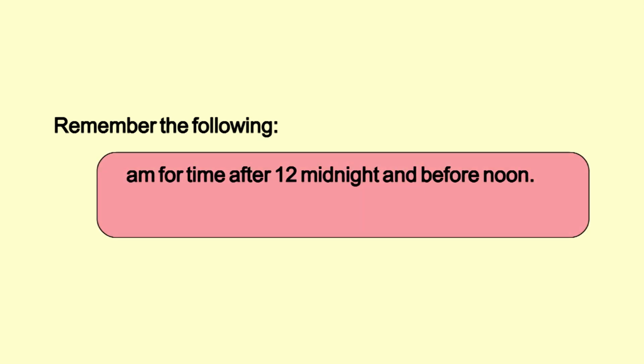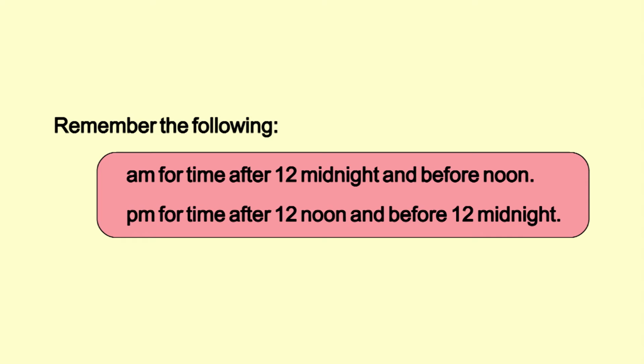Remember the following: AM for time after 12 midnight and before noon, PM for time after 12 noon and before 12 midnight. AM stands for ante-meridian, PM stands for post-meridian.